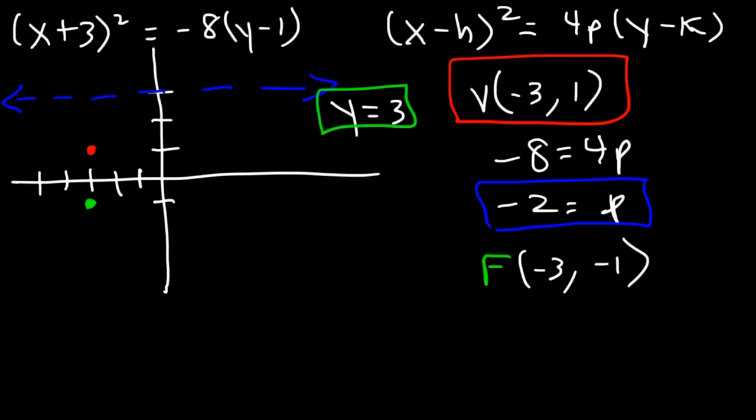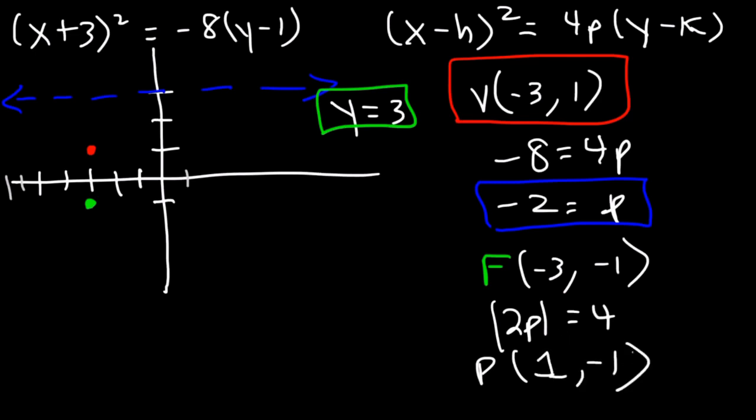Now, if p is -2, the absolute value of 2p is 4. So what we're going to do is, from the focus, we're going to travel 4 units to the right and 4 units to the left. So that will give us 2 points. -3 plus 4 is 1, and -3 minus 4, that's going to be -7. So we have the point 1, -1, and -7, -1. So this is 1, -1. This is -7, -1.